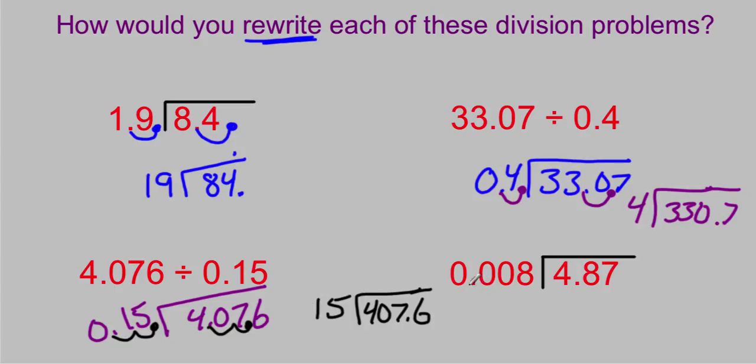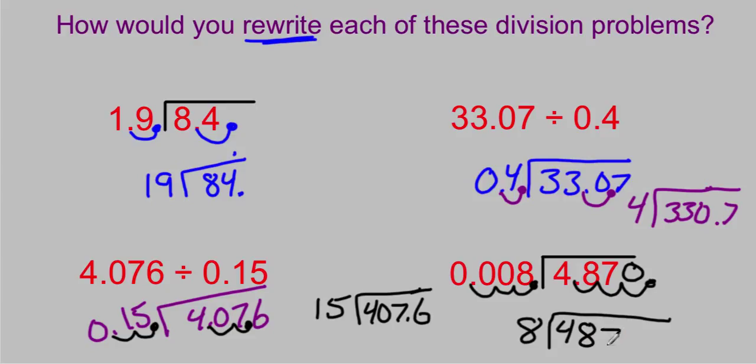Last one. Here I need to move 1, 2, 3 spots to turn this into an 8. We don't have 3 spots. But I have to go 1, 2, 3 spots here, so I'm sure you can guess what we need to do. We just fill in with a 0. So this became 4,870 divided by 8. Remember, you can add as many zeros behind as you need.